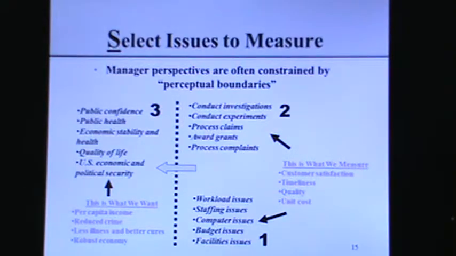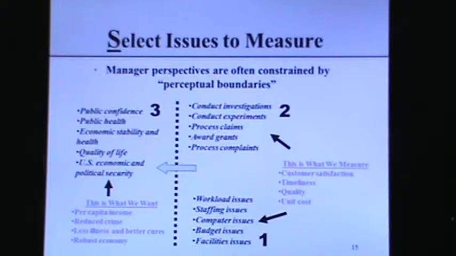Okay, so what do we do? We select the issues to measure. You can see I've got 1, 2, and 3 labeled. You can see on the right-hand side it says number 1, number 2. This is what we measure: customer satisfaction, timeliness, quality, unit cost. Those are all inputs, process, and activities. But what we really want to happen is on the left side, number 3. We want public confidence to increase, public health to improve. We want economic stability and health. We want quality of life. We want U.S. economic and political security. And we measure these things by per capita income, reduced crime, less illness, better cures, and a robust economy.